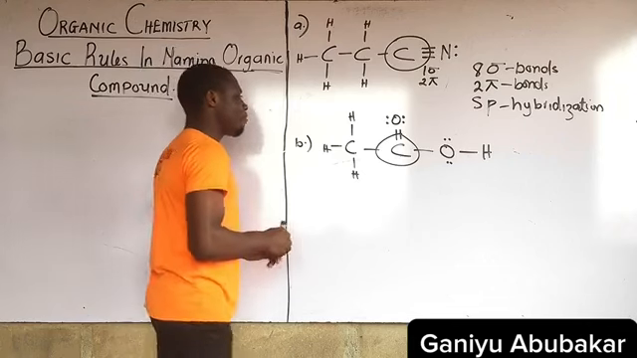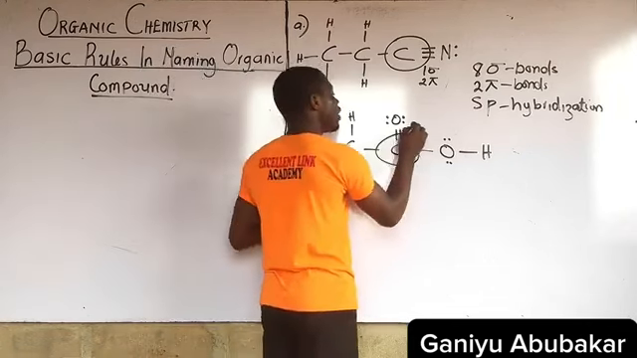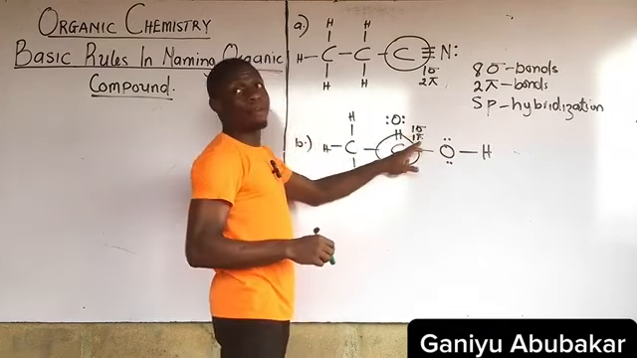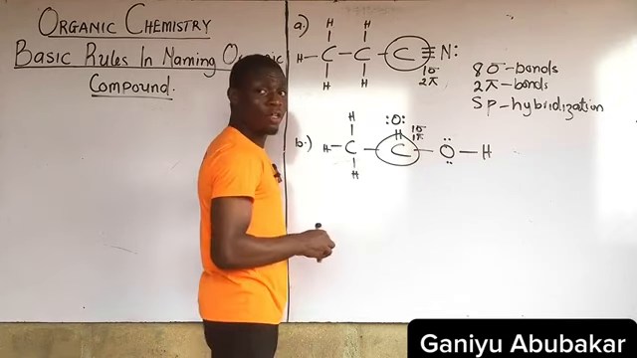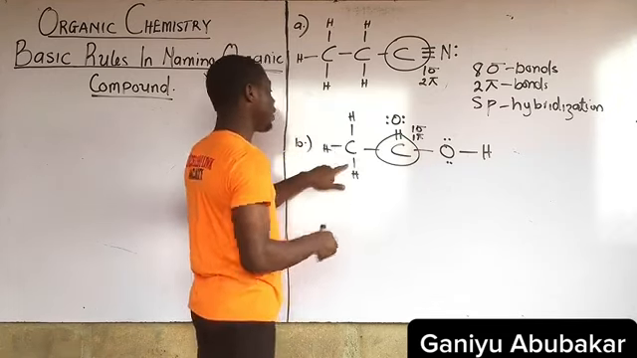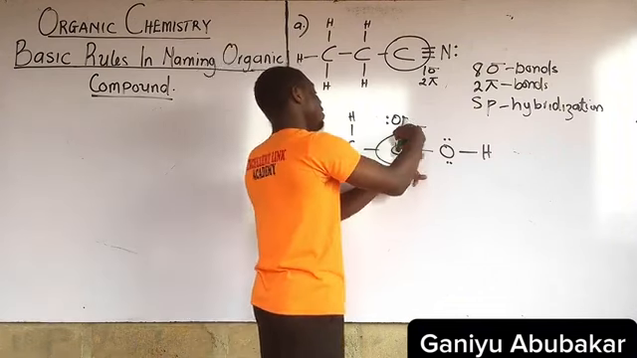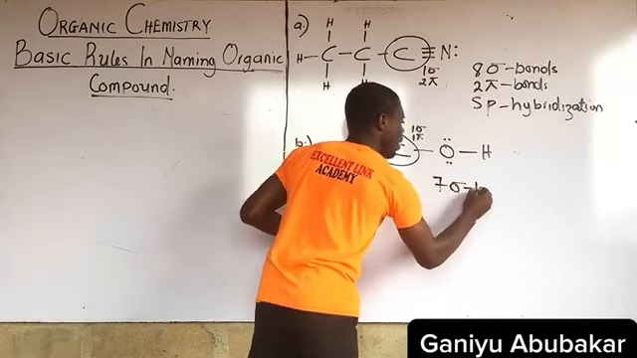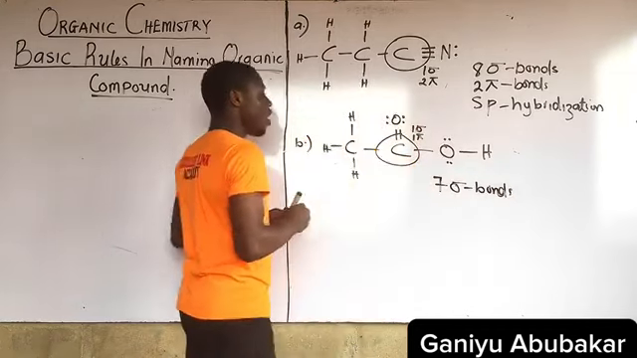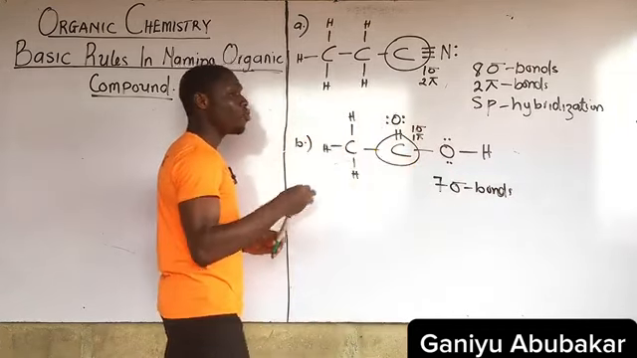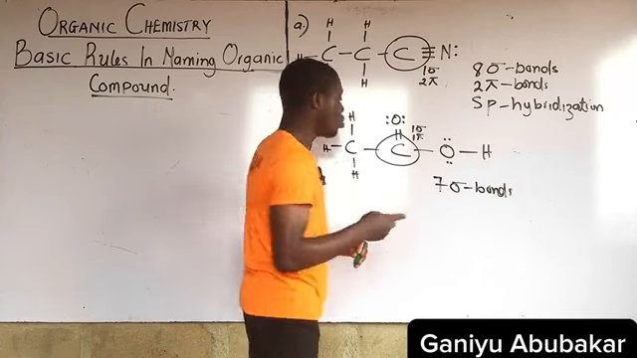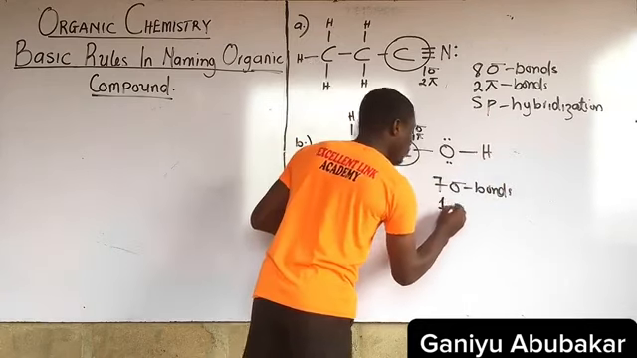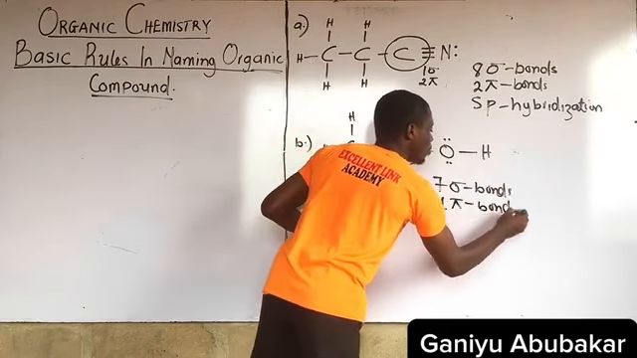Let's get the total number of sigma bonds and pi bonds here. For this one, I'm seeing a double bond. A double bond contains one sigma bond and one pi bond. Let's get the number of sigma bonds: 1, 2, 3, 4, 5, 6, 7. So for this organic compound, I'm having 7 sigma bonds. Now let's get the number of pi bonds. Pi bonds occur majorly in double bonds and triple bonds. I'm seeing a double bond here, so I'm having just one pi bond.